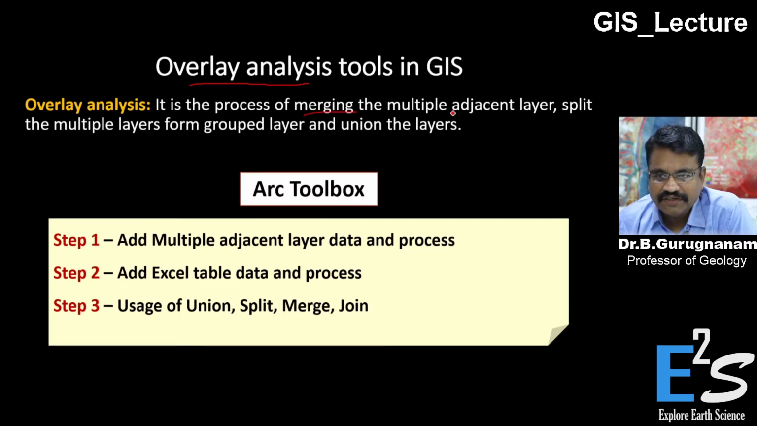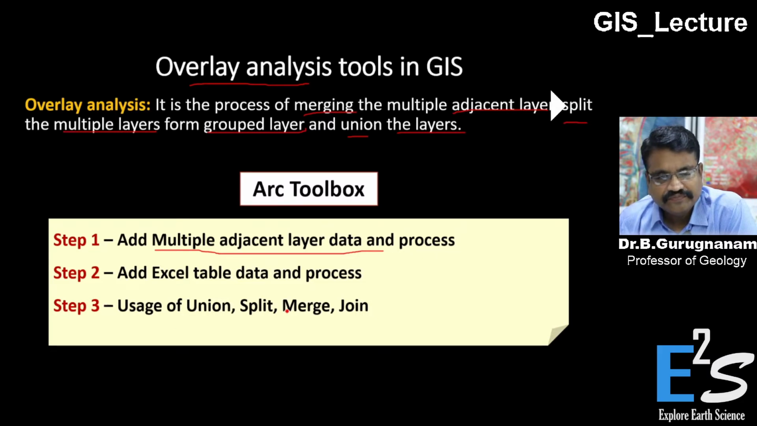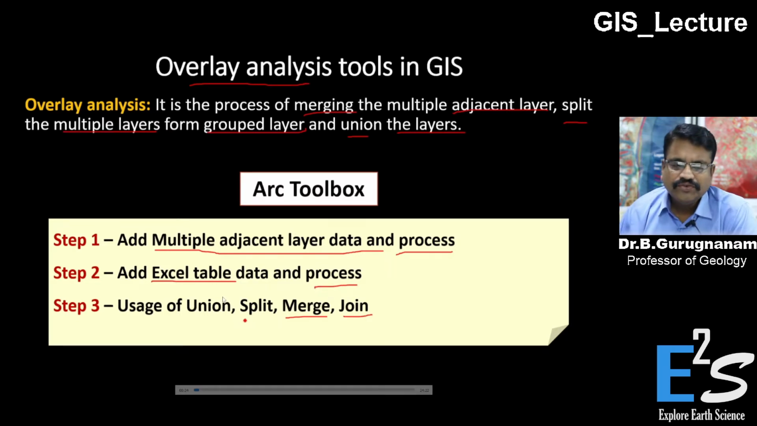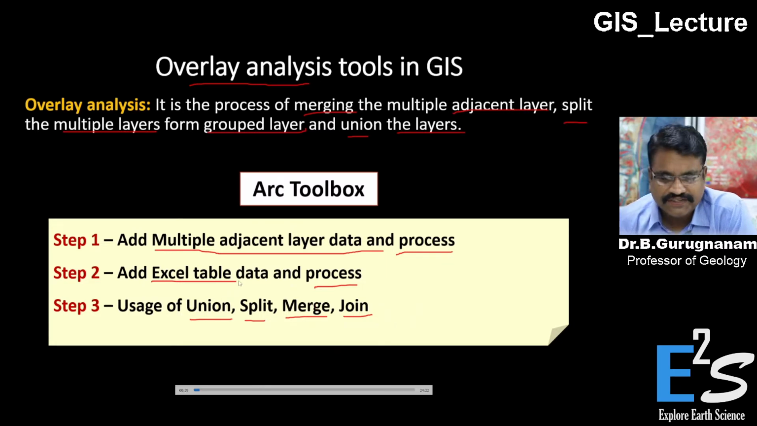It is nothing but merging of multiple adjacent layers, splitting the multiple layers from a grouped layer, and union of the layers. Now, what does it mean? Union, split. There are three steps involved. The first step is adding multiple adjacent layer data and processing. The second step is adding Excel table data for the process. The third stage is the usage of union, split and merge. We will see one by one how union is done, how split is done, how merge is done in ArcGIS.